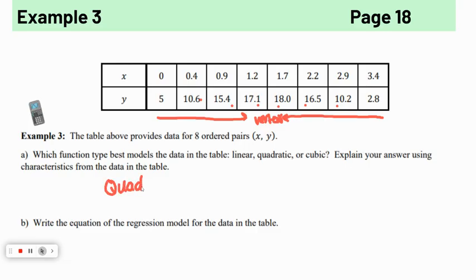So go ahead and put these into your calculator, into list 1 and list 2, and then you're going to hit the regression equation. This time you're going to choose quad reg, and what I got here was negative 4.883x squared plus 15.958x plus 4.996.